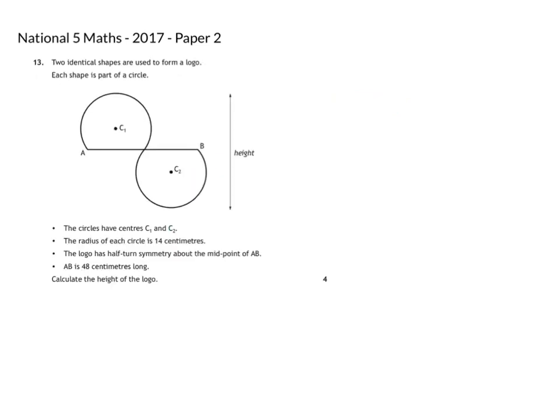So we have 2 identical shapes used to form a logo. Each shape is part of a circle, and the circles have centres C1 and C2. We know the radius is 14. The logo has half-turn symmetry about the middle, and AB is 48 centimetres long. So we now have to calculate the total height of our logo. So here we've got a lot of circles, but realistically what we're doing here is trying to make triangles.